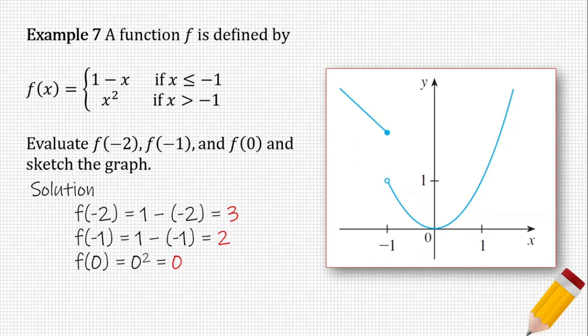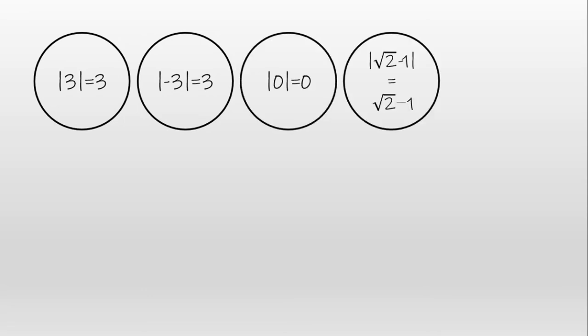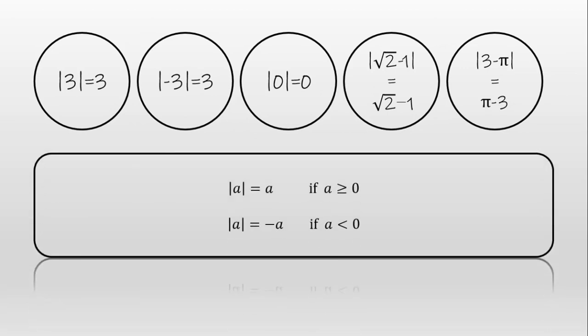The next example of a piecewise defined function is the absolute value function. Recall that the absolute value of a number a is the distance from a to 0 on the real number line. For example, |3| = 3, |−3| = 3, |0| = 0, |√2 − 1| = √2 − 1, and |3 − π| = π − 3. Remember that if a is negative, then −a is positive.